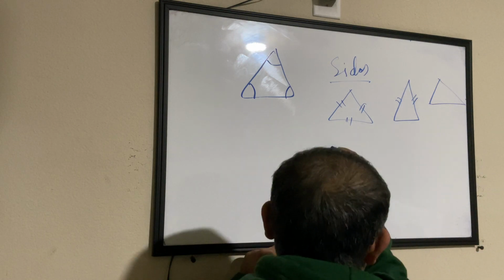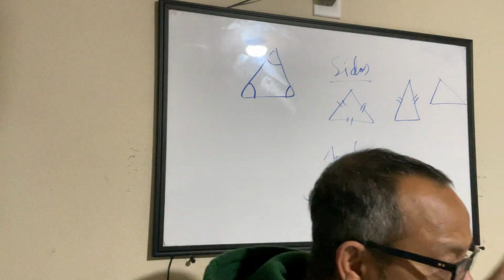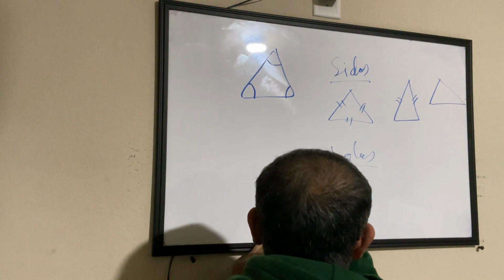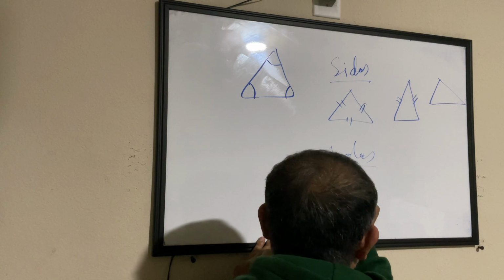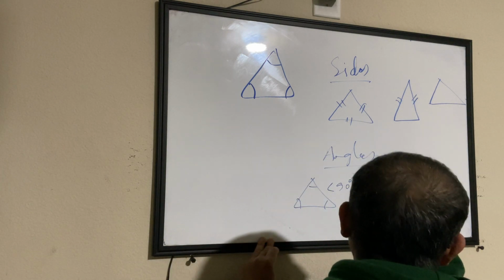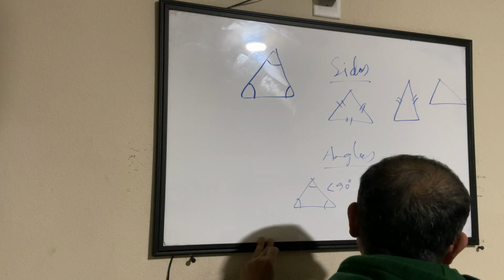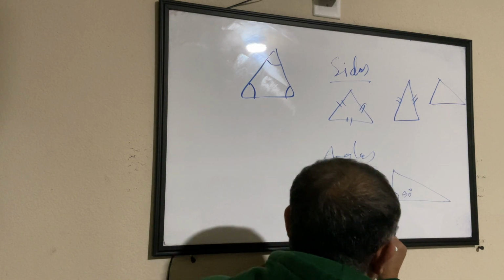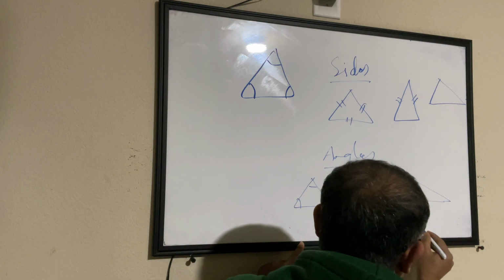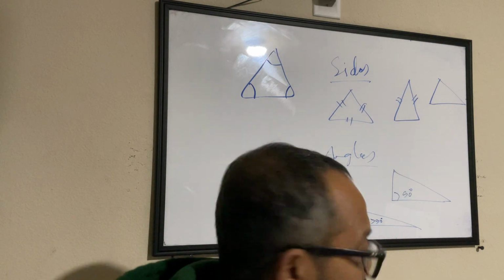When you look at the angles, then also you can categorize them in 3 types. One is called acute angle triangle, where all the angles are less than 90 degrees. Second one is called right angle triangle, where one of the angles is 90 degrees or right angle. And the third category is where one of the angles is more than 90 degrees, that is called obtuse angle triangle. That's it.